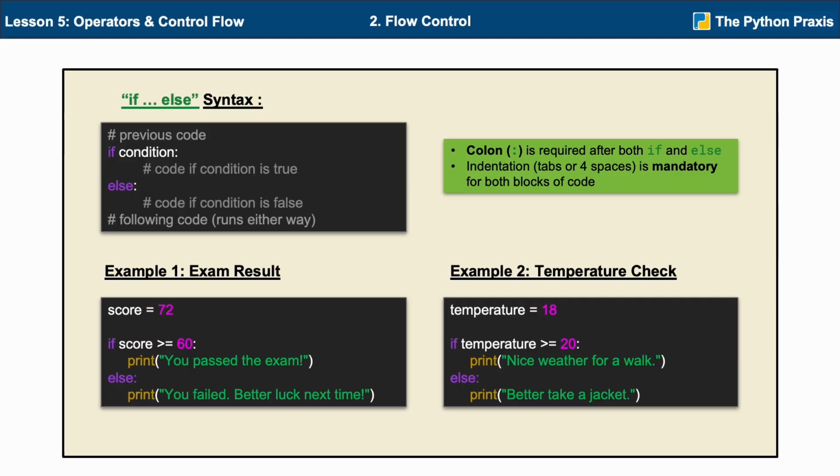Similarly, in the temperature check example, if the temperature is higher than or equal to 20, Python prints nice weather for a walk. Otherwise, if the temperature check is false, Python prints better take a jacket. In this case, the if condition is false, so the else block of code runs.